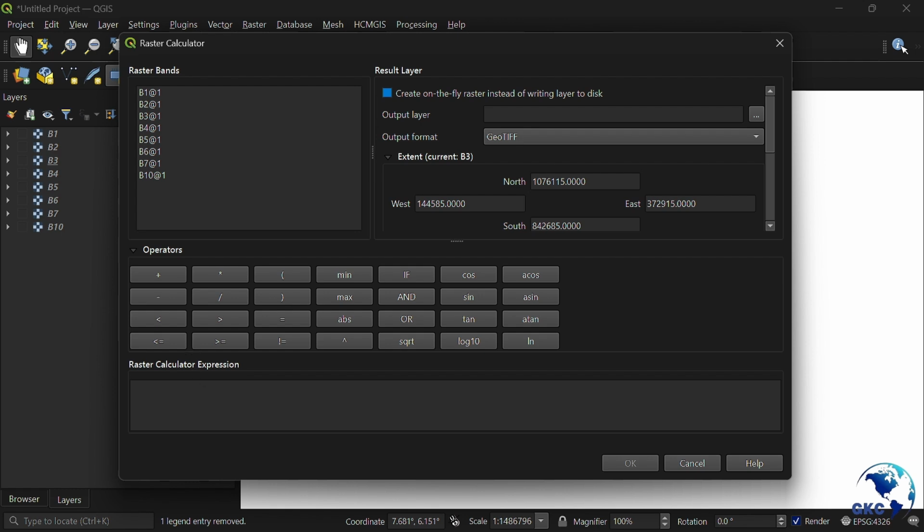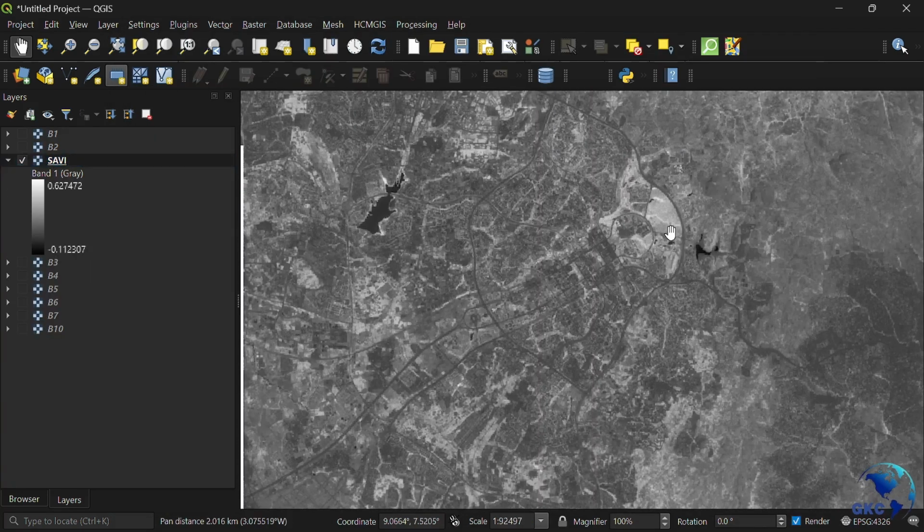So as I said earlier, we'll be using band 5 minus band 4, bracket close, divided by bracket open, band 5 plus band 4, plus L, which is 0.5, bracket close, multiplied by 1 plus L.